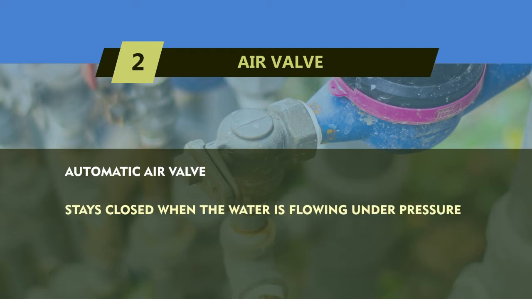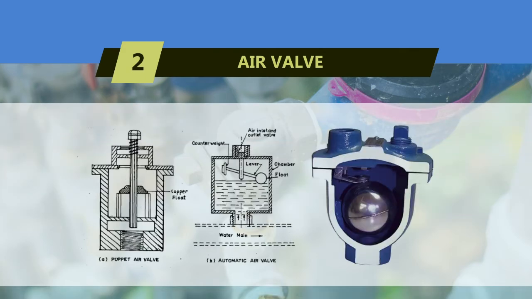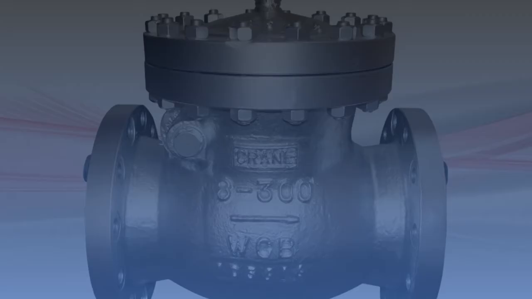Such type of valves stay closed when the water is flowing under normal pressure. However, when the flow rate reduces, the float will sink down, which will cause the opening of the valve and the air will be allowed to enter. This will prevent any formation of vacuum in the pipeline.